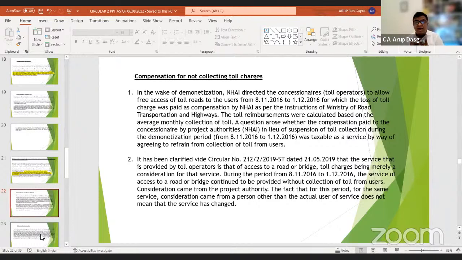Okay. Then next is the compensation for not collecting the toll charges. Again, a huge question arose here whether compensation paid to the concessionaire by project authorities in lieu of suspension of toll collection was taxable as a service. Here we need to understand that during the period, the service of access to the road continued to be provided with the collection of toll from users. This particular toll amount, which was to be the consideration, came from the project authority. The consideration coming from a person other than the actual user does not mean that the service has changed.